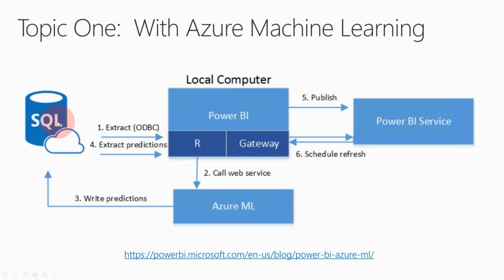But let's walk through this. So let's start here in the SQL Azure. And we know it's SQL Azure because it's got the little cloud symbol down here. And what we're saying here is that the Power BI desktop is going to extract maybe through ODBC. And then here R can be used to call the web service. So this would be Azure ML Studio at the bottom. And that could be used to write predictions back to where? SQL Azure. And then SQL Azure can also be used to extract the predictions here and then publish on the right side to a Power BI service, and then scheduling a refresh.